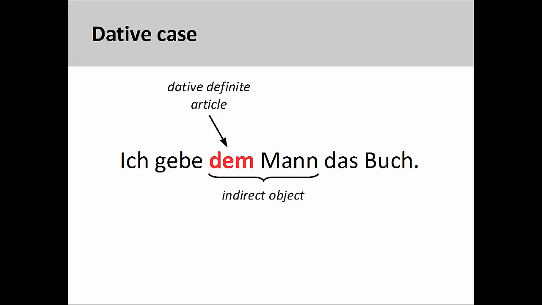The dative case is used in German to indicate the indirect object of the sentence. For example, as you see here, Ich gebe dem Mann das Buch. I give the book to the man. In other words, the dative case basically indicates to whom an action is performed. Another example, Ich zeige dem Mann das Buch. I show the book to the man.